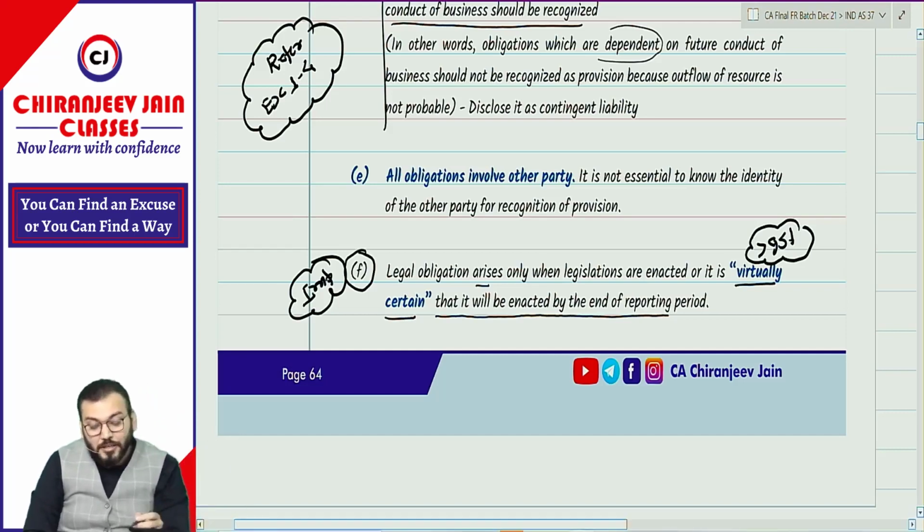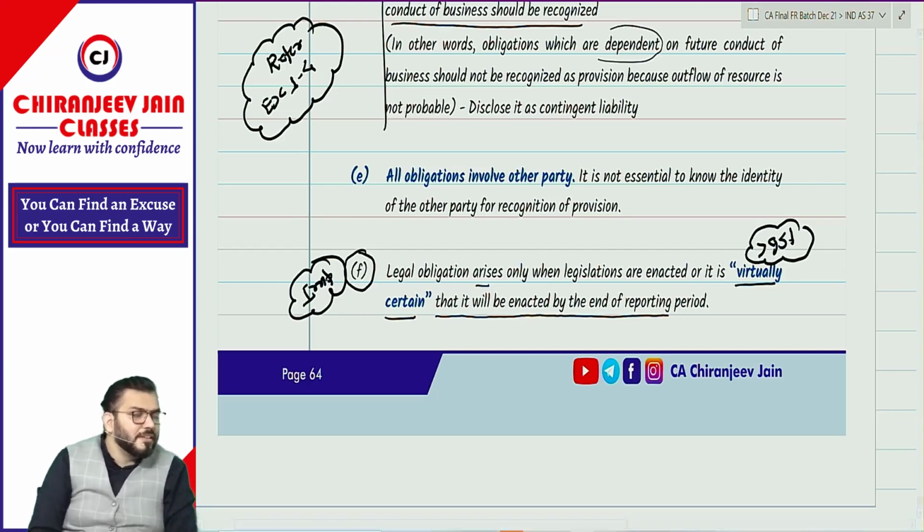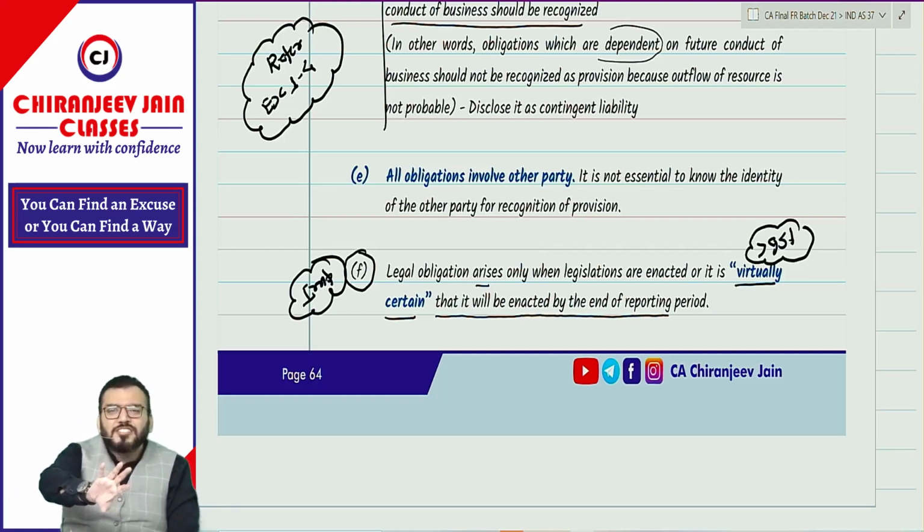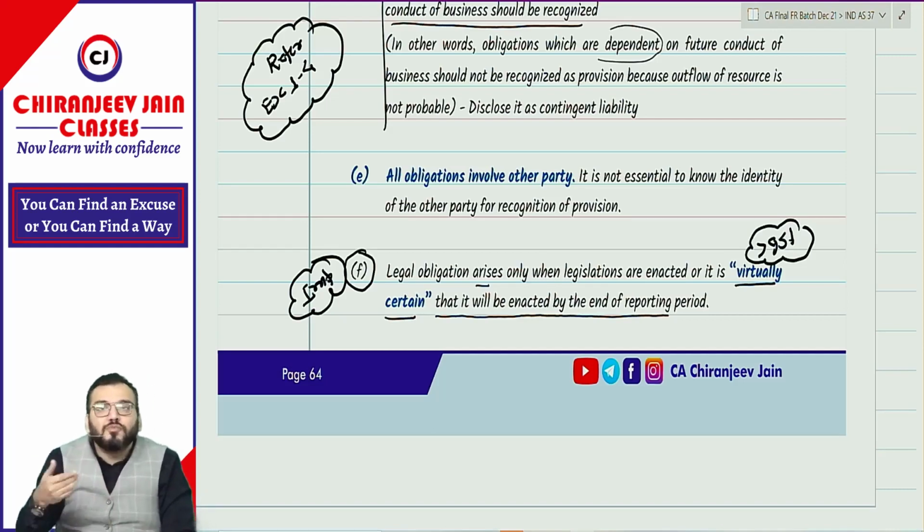Understood? Yes, sir. So legal obligation arises when legislation is enacted, or when it is virtually certain that it will be enacted by the end of the reporting period. So how will we know that it is virtually certain that it will be enacted? Can I say this virtual certainty has not been defined under Ind AS 37? It depends upon the facts and circumstances of the case and the judgment of the entity, whether it is virtually certain or not.